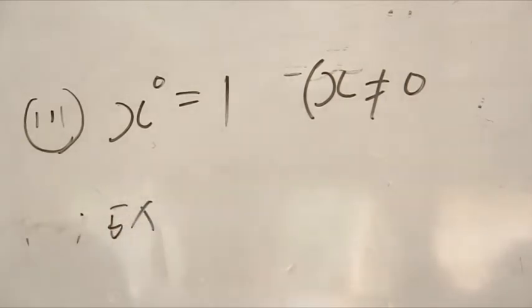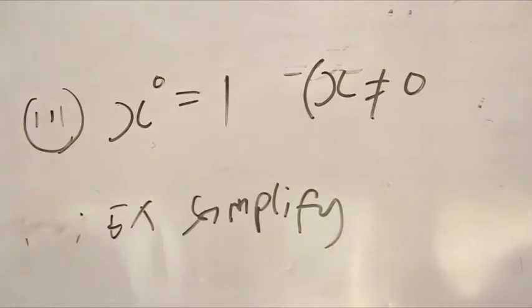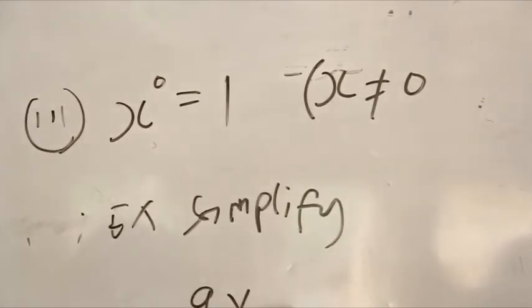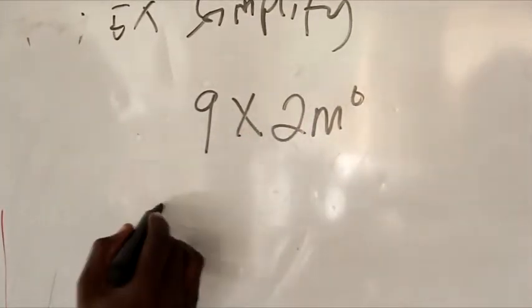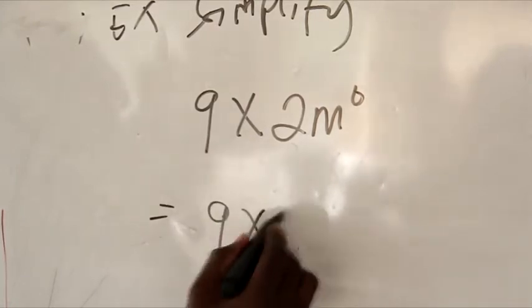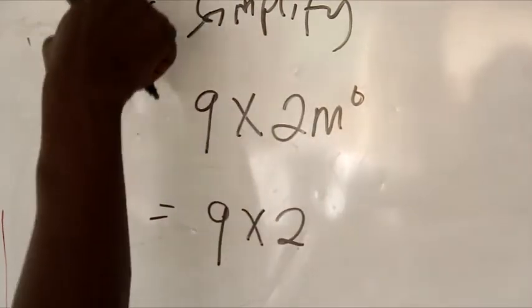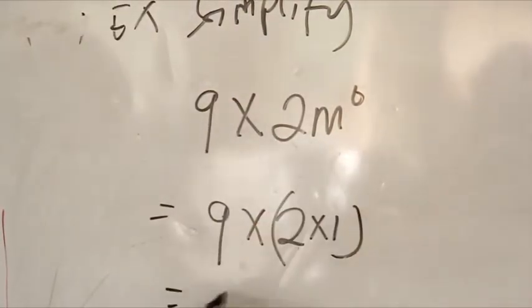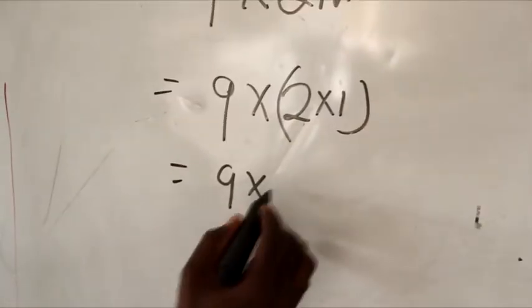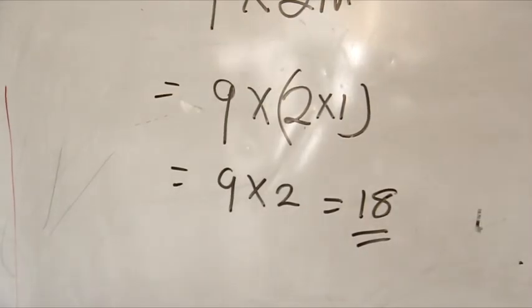Let's take an example on this. You can have something like this. Simplify 9 times 2m raised to the power of 0. What you need to do is, this is 9 times 2, and you can see the m there raised to the power of 0. m raised to the power of 0 is 1. So this becomes 9 times 2 times 1. 9 times 2 gives us 18. That's the final result.